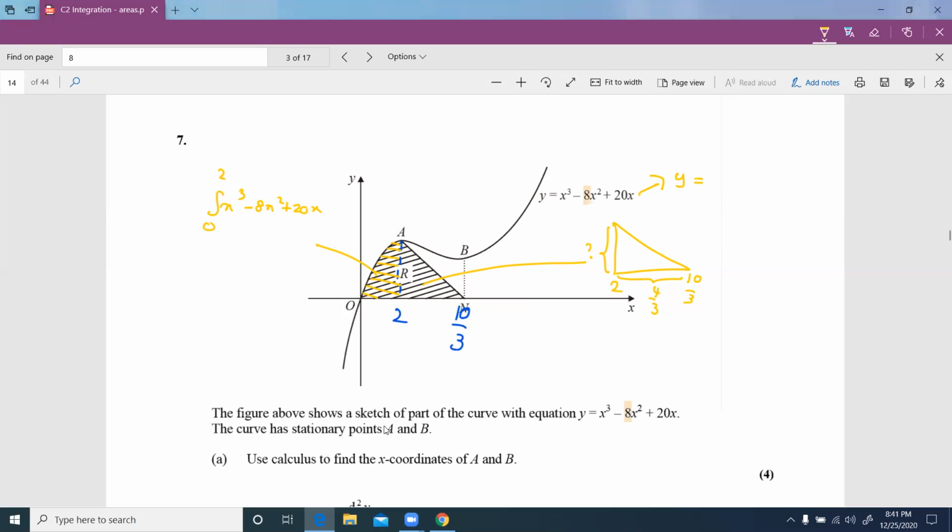y equals 2 cube minus 8 times 2 squared plus 20 into 2. So that is 2 cube is 8, 8 minus 32 plus 40. That turns out to be 16. So obviously this height becomes 16, right?